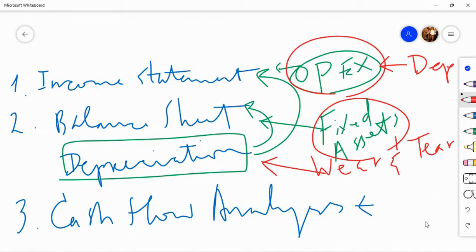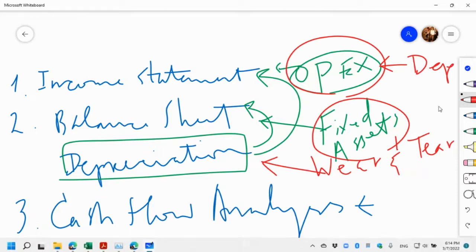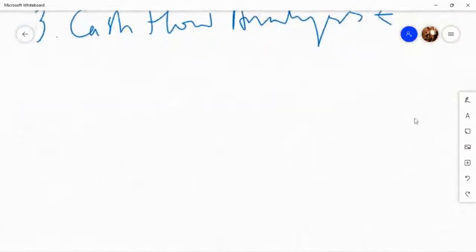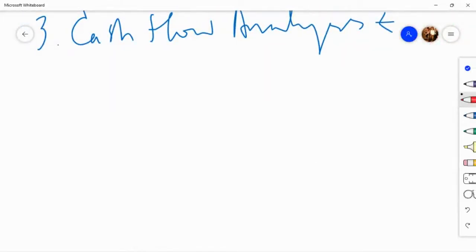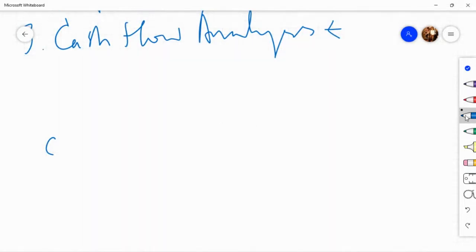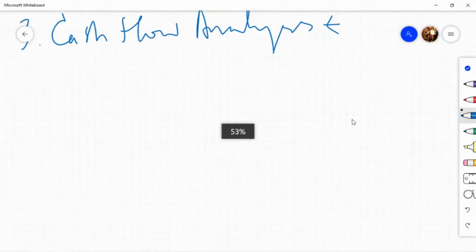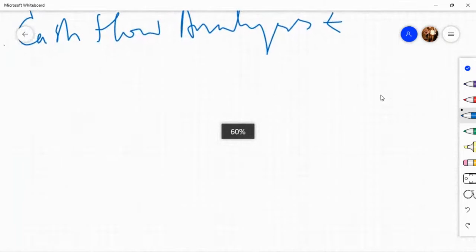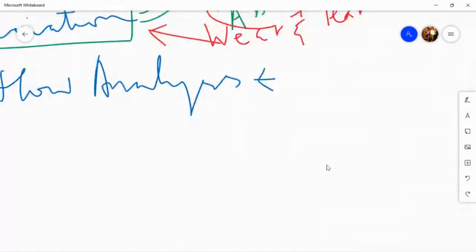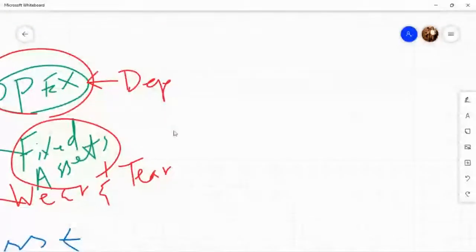Suppose the company has bought a car, the company car. So let's say the company bought a car. I better do it on the side.